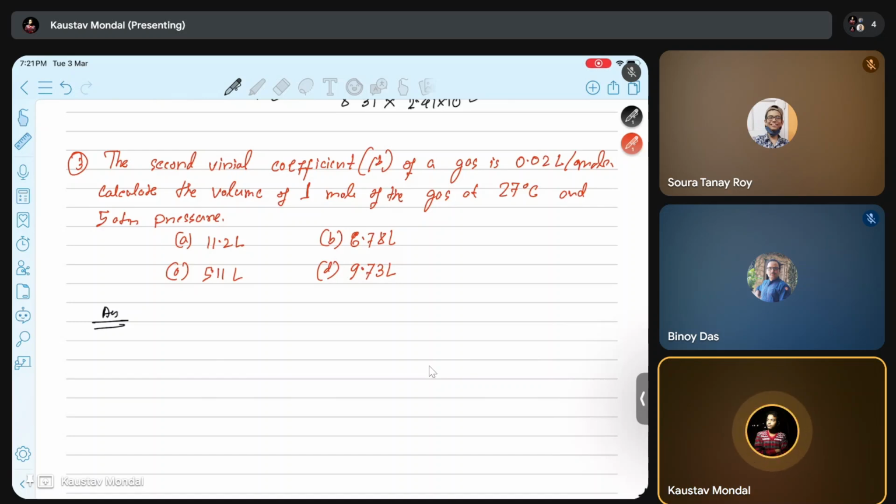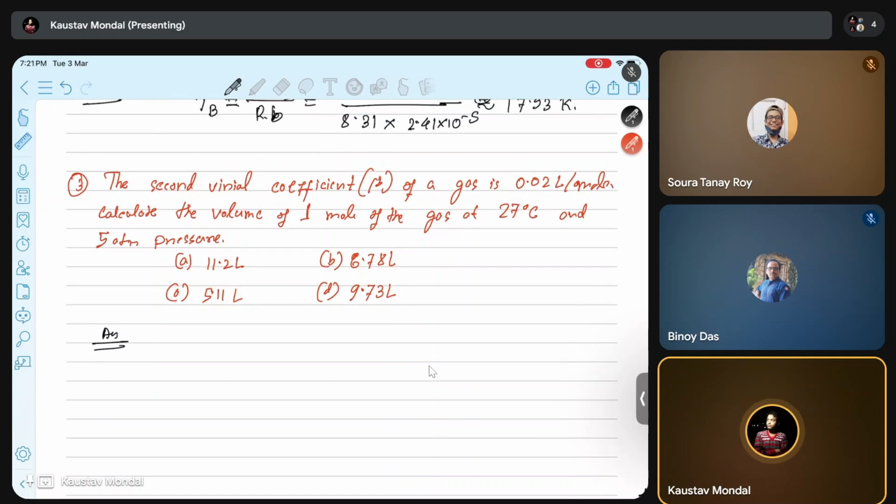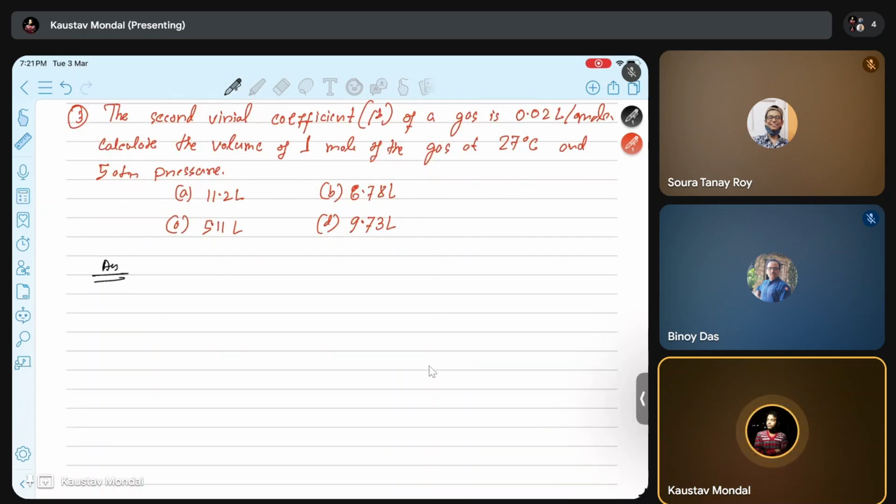Now, since the problem mentions up to the second order virial coefficient, we can use the virial expansion up to the second order only. The other virial coefficients are not mentioned, so we can do that basically. Up to second order, the virial expansion looks like this: PV/RT equals 1 plus B/V.